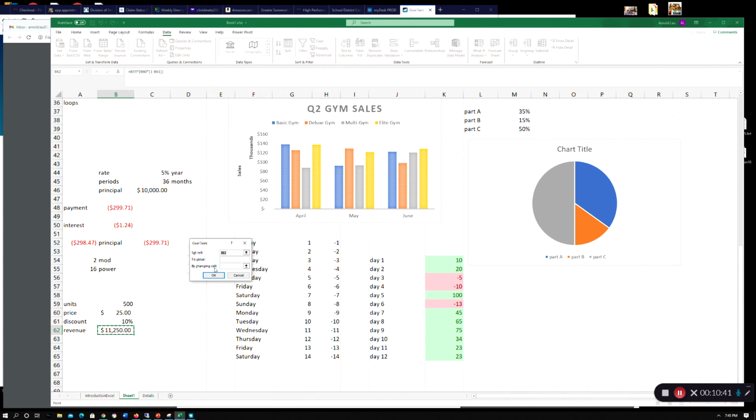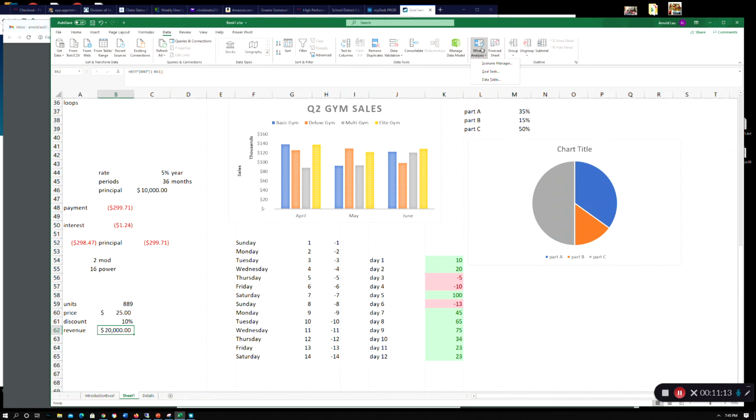So I want to raise $20,000 in revenue now. And what do I want to change? I want to say how many units do I want to sell to get to that. So let's see what that is. And you see Excel kind of does its thing. And basically I have to sell 889 units to get to that $20,000 revenue.